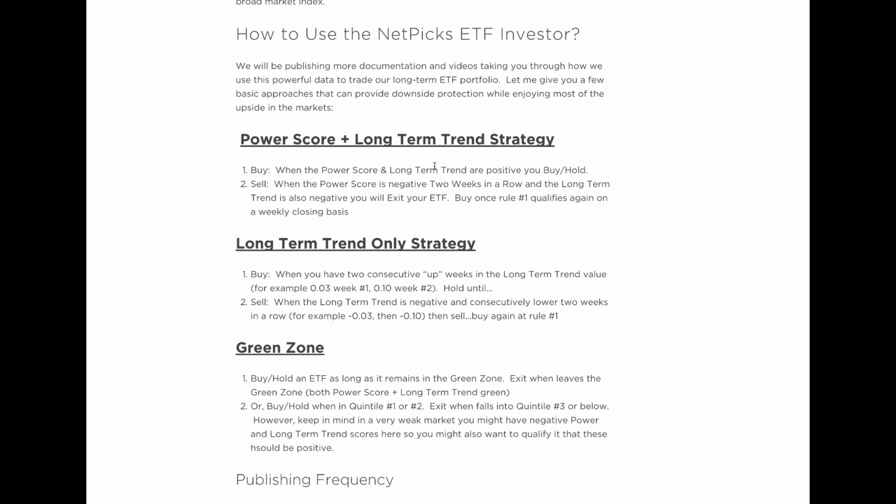We are not looking to get in and out dozens of times per year. I mean, I may literally have 1 trade or 2 trades a year in a given ETF. That is what you're looking to do with this type of trading. And then I explain to you how I sell, and I basically look for an early warning signal, which is when my power score goes negative week 1, and then if it's negative 2 weeks in a row, and it probably will be, the long-term trend is negative, that's when I go ahead and get out.